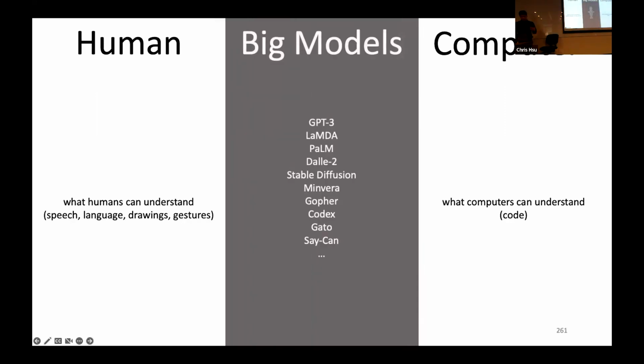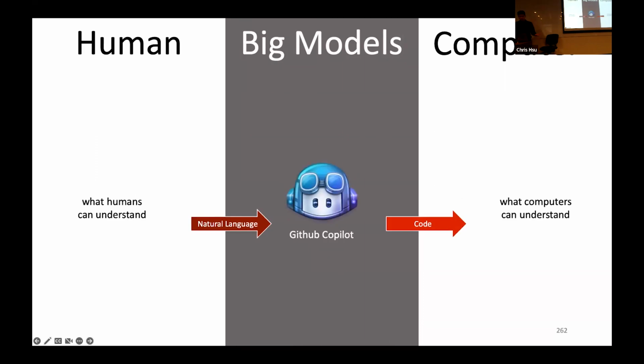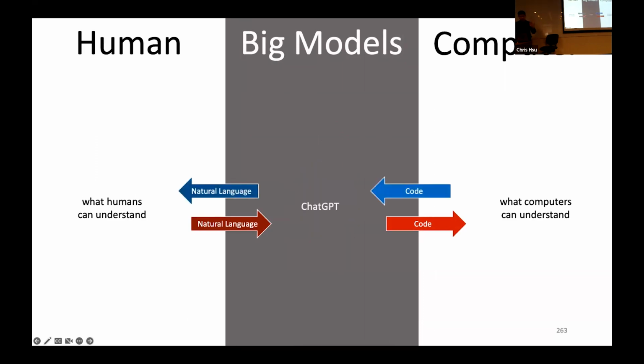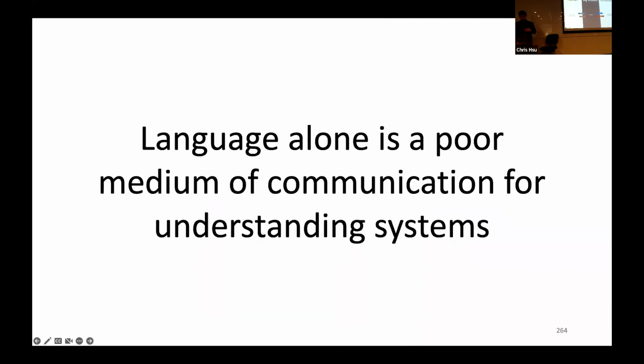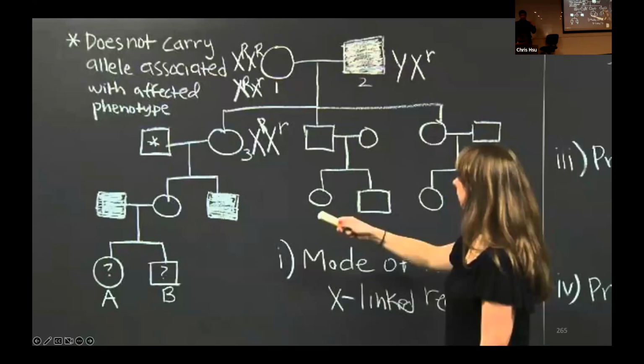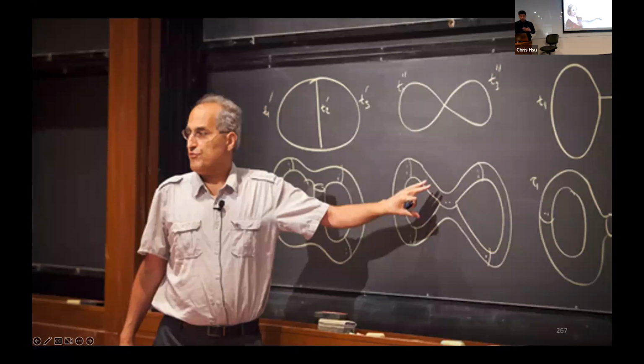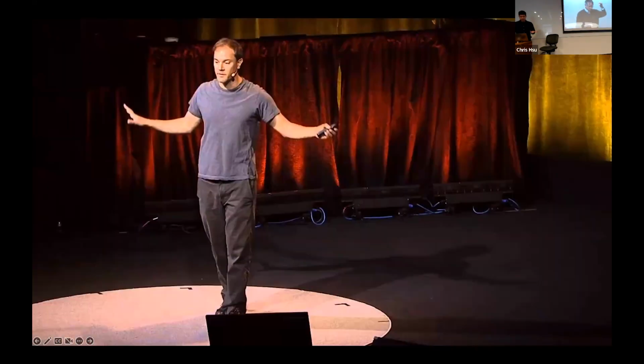But as you can see, with recent advances in big models, we finally have the opportunity for the computer to bridge this gap instead. As we've seen with GitHub Copilot, which translates natural language into code, as well as ChatGPT, which explains code to humans. But going forward, I think that language alone is a poor medium of communication if you want to understand systems. If humans want to understand systems, then we draw diagrams or we gesture.